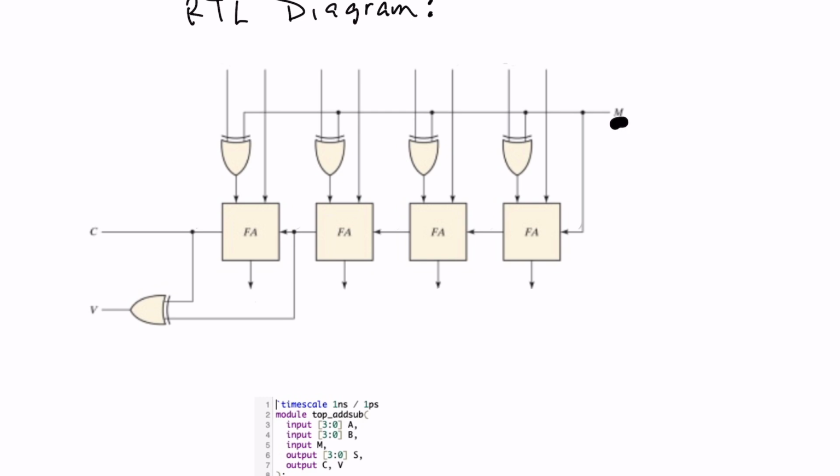Okay, so M is fine the way it is, because that can be a scalar. And M is such that if M equals 1, we're doing minus. Okay, so just as a review, we have these exclusive ORs, and when we put the B variable into the exclusive OR with M, if M is equal to 1, it flips all the B bits. And then M is also a carry in, so flip all the bits, carry in a 1, that's flipping all the bits and adding 1. So you're essentially doing addition with 2's complement, which is equivalent to subtraction.